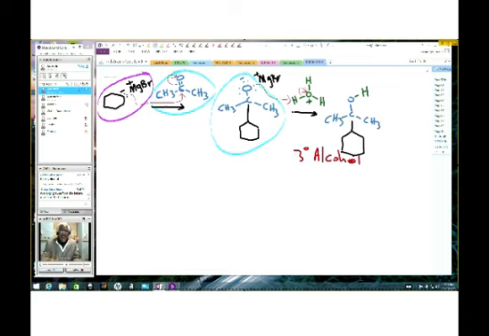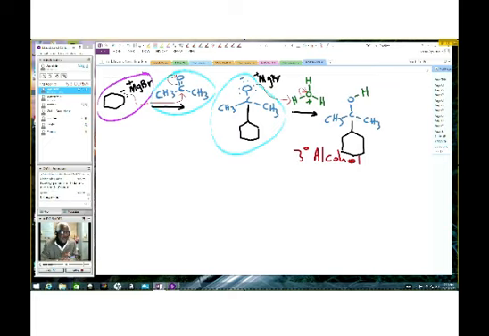So therefore, if I ask you, anytime a Grignard reagent reacts with a ketone, what class of compound do you get? What would be your answer? Tertiary alcohol. Excellent. So keep that in mind. That is very important.